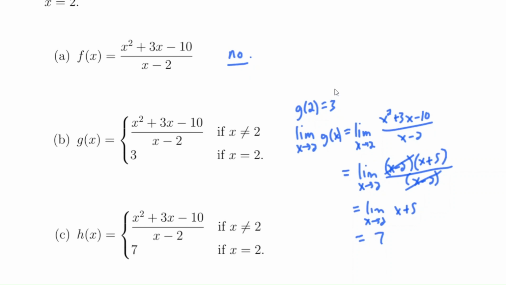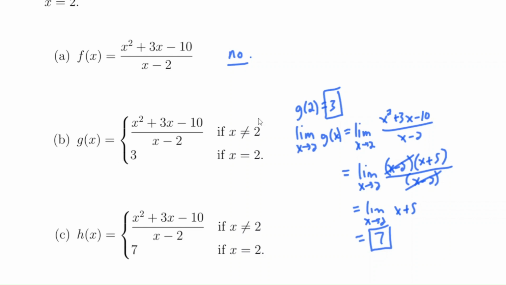So notice g of 2 is defined, it's 3. The limit as x approaches 2 of g of x exists, and that's 7. But notice, are those the same? They're not the same. So of our three conditions, remember g of 2 had to be defined, it is. The limit as x approaches 2 of g of x has to exist, and it does. Okay, so the first two conditions are satisfied for continuity, but those two things are not the same. So the function's not continuous at 2.